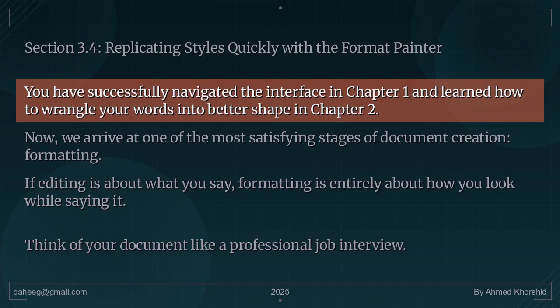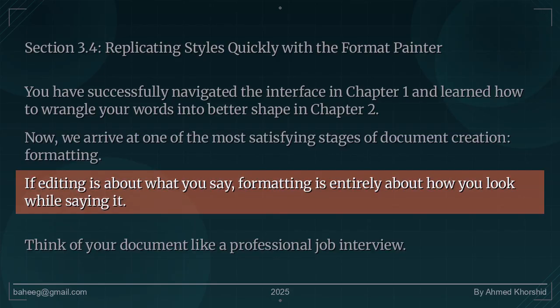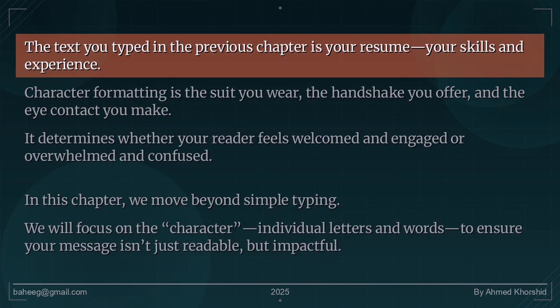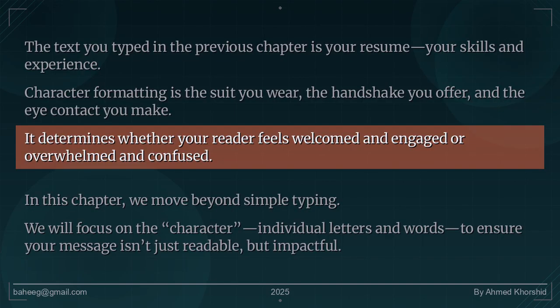You have successfully navigated the interface in Chapter 1 and learned how to wrangle your words into better shape in Chapter 2. Now, we arrive at one of the most satisfying stages of document creation: formatting. If editing is about what you say, formatting is entirely about how you look while saying it. Think of your document like a professional job interview. The text you typed in the previous chapter is your resume, your skills and experience. Character formatting is the suit you wear, the handshake you offer, and the eye contact you make. It determines whether your reader feels welcomed and engaged or overwhelmed and confused.